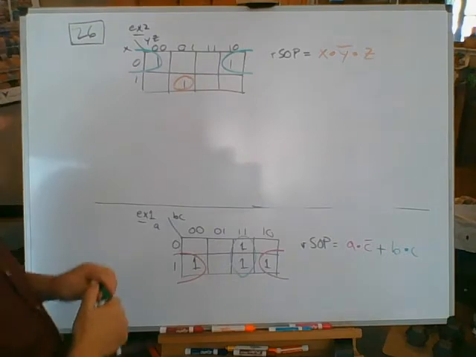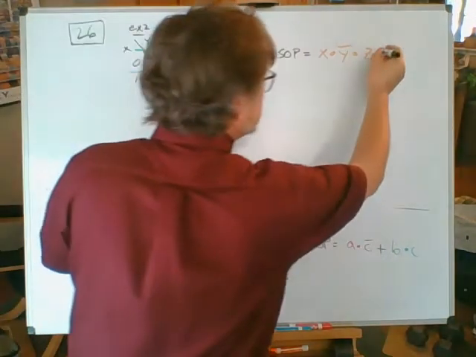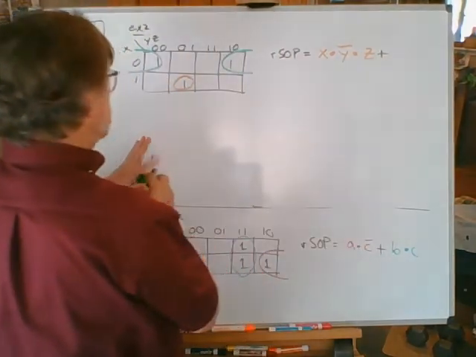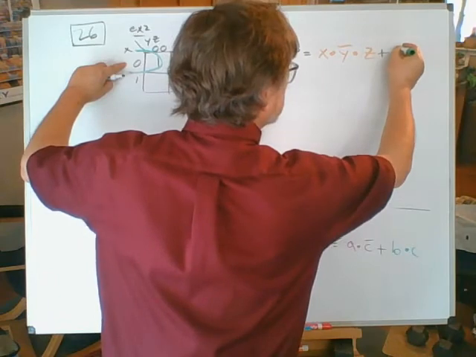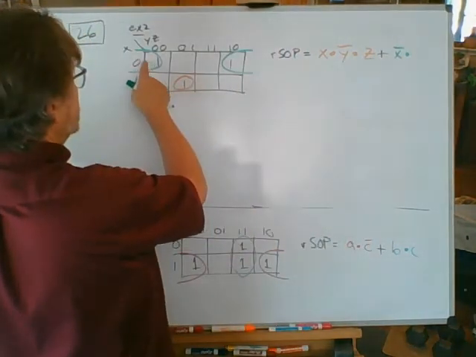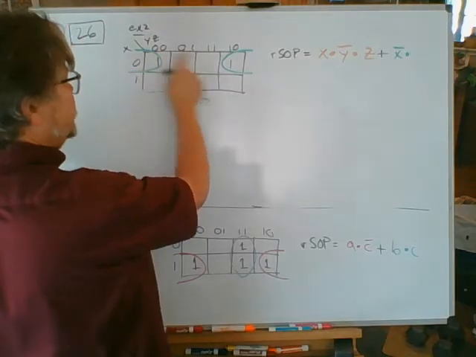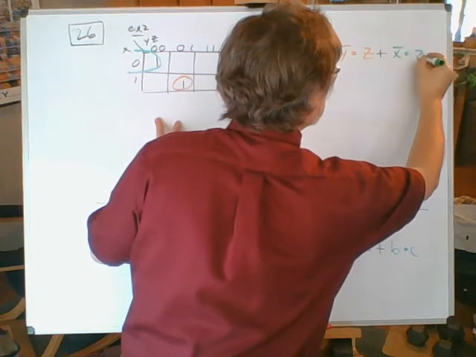There we go. Wrap around. And you know how to do that, don't you? Just look for what they have in common. Clearly they have a not X in common. X is off. And what else do we got? They do not have a Y in common. Y flips back and forth between 0 and 1. They have a Z in common, but it's not Z.